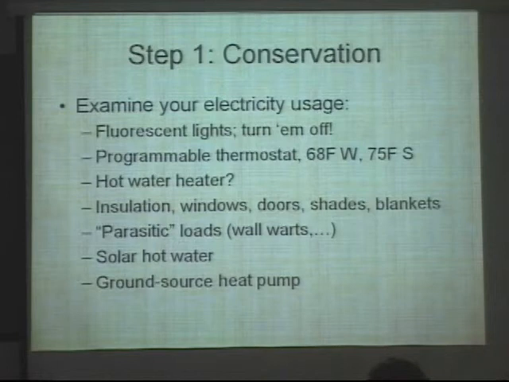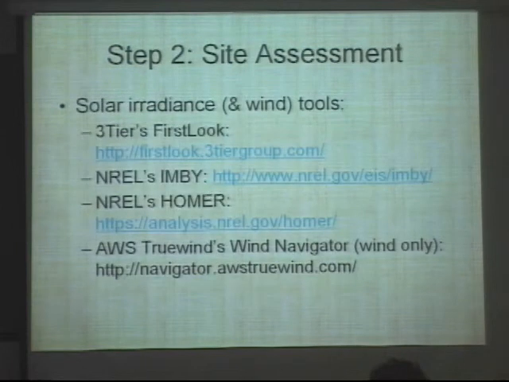So after you've done a lot of those things, thought about how much those cost versus the solar array, then it's time to think, well, what can I do? Do I have any sun worth talking about? Okay. The amount of sun available is called irradiance, and there are a lot of web tools for figuring out what your solar irradiance is. 3-tier has a free thing called First Look. NREL has a thing called IMB. It means in my backyard instead of not in my backyard.